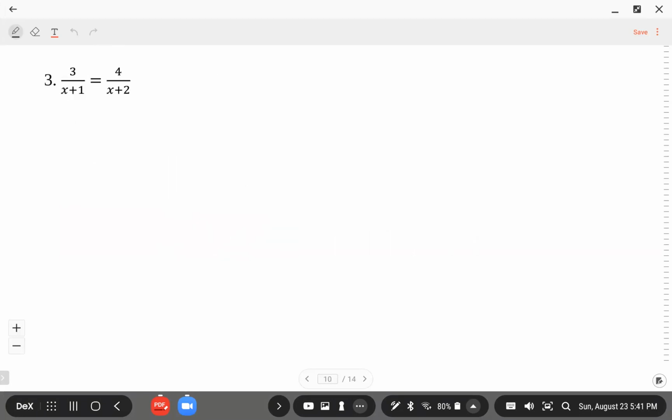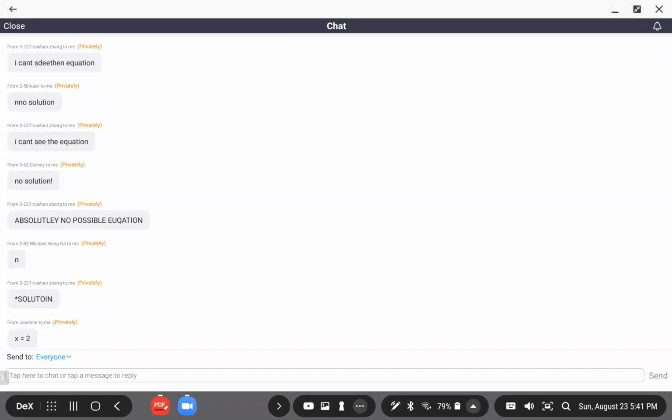Let's move on. Now we have our third problem. Okay, so this is our third problem. 3 over x plus 1 equals 4 over x plus 2. Please try to solve this problem. Okay? Please try and solve this problem. Also, put your answer in the chat box when you're done.